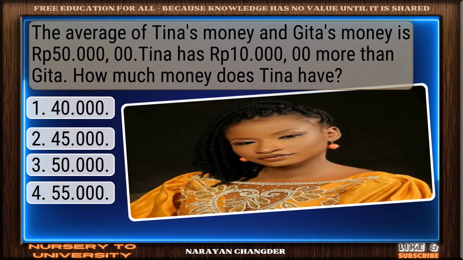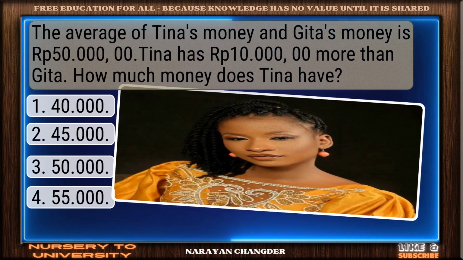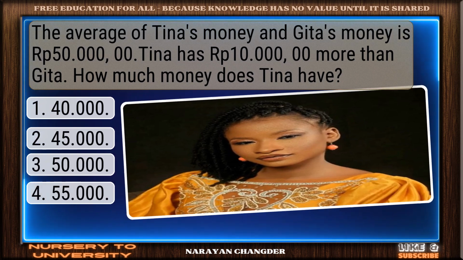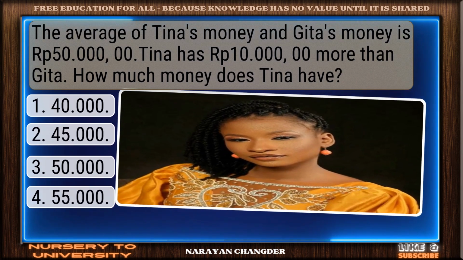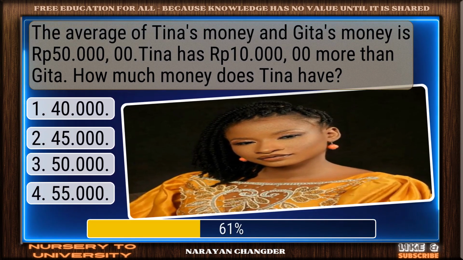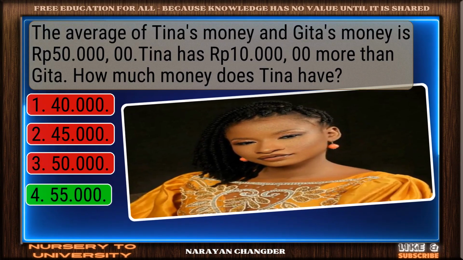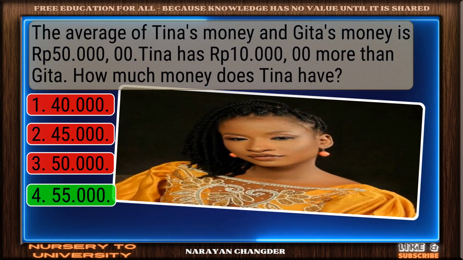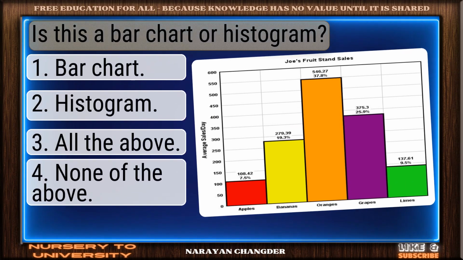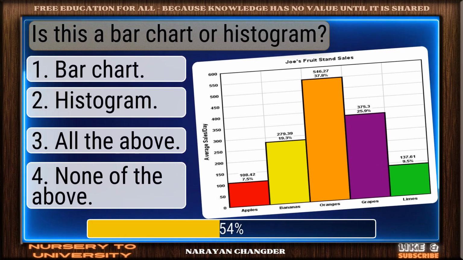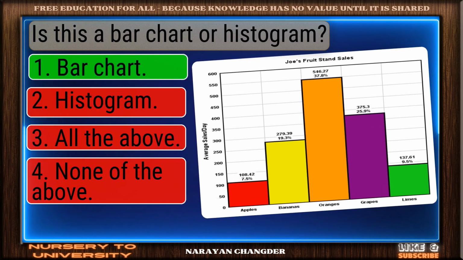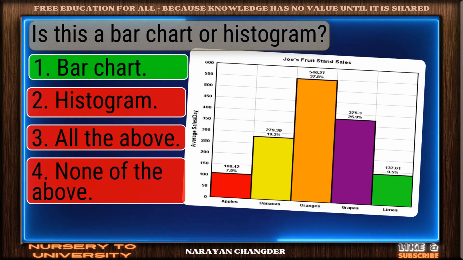The average of Tina's money and Gita's money is 50,100. Tina has 10,000 more than Gita. How much money does Tina have? Nicely done. 55 dozen is a solid answer. Is this a bar chart or histogram? On track. Bar chart is the correct answer.